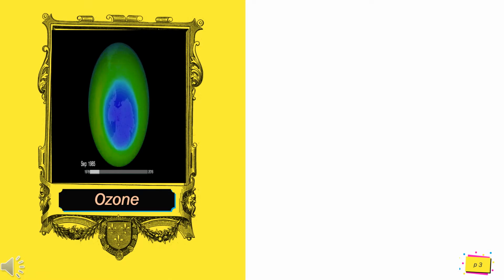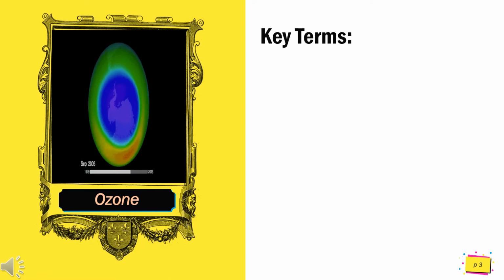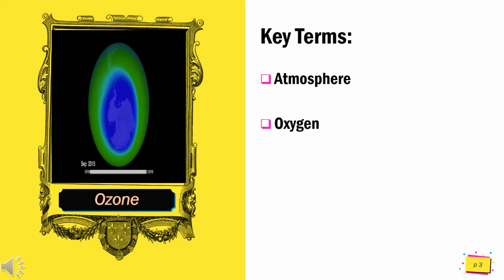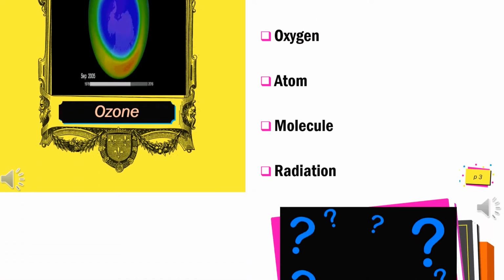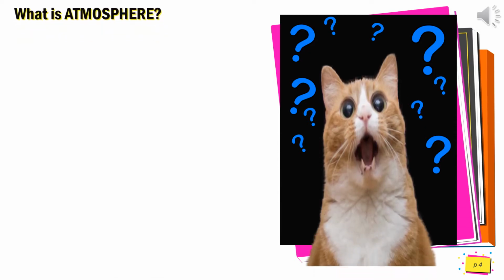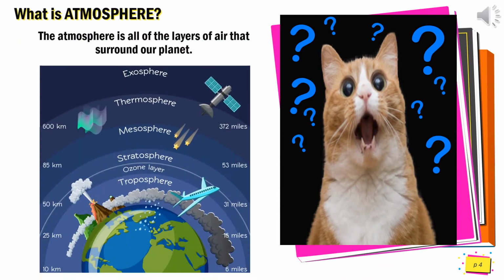To understand the ozone, we will need some key terms. We have atmosphere, oxygen, atom, molecule, and radiation. Let's review from our previous science lesson. What is atmosphere? The atmosphere is all of the layers of air that surround our planet Earth.